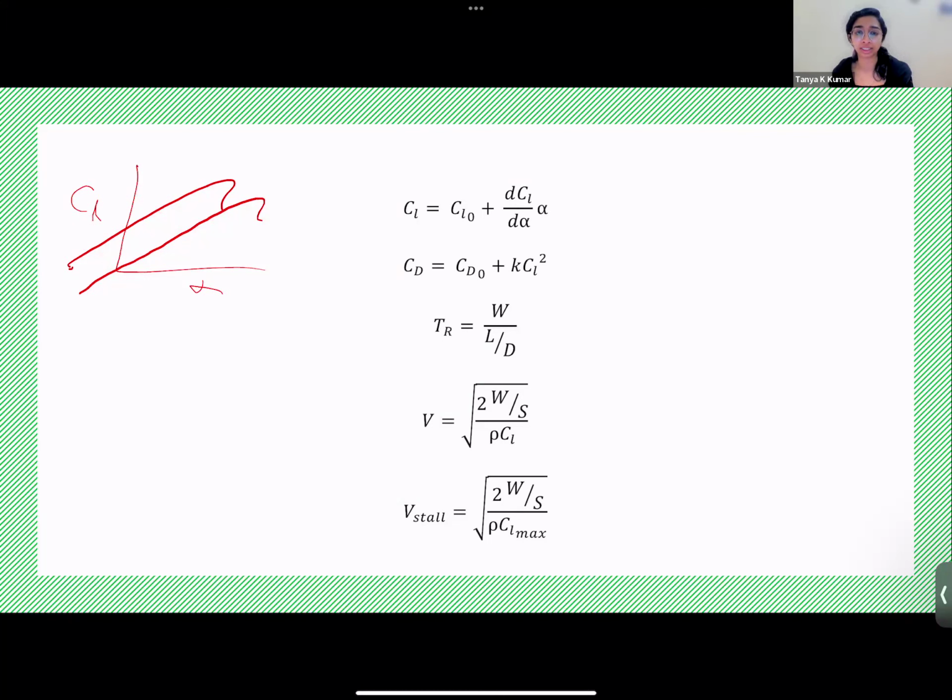What are the conditions in that? You have lift equal to weight and thrust equal to drag. These are the two conditions associated with cruise flight. From there, you derive your equation for velocity. How? You take lift equals half rho V square S CL, and then substitute lift equal to weight, and reframe the equation to find V. In the same equation, if you plug in CL max instead of CL, you get V stall.